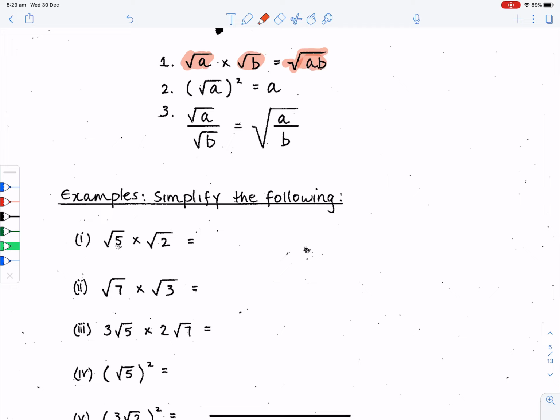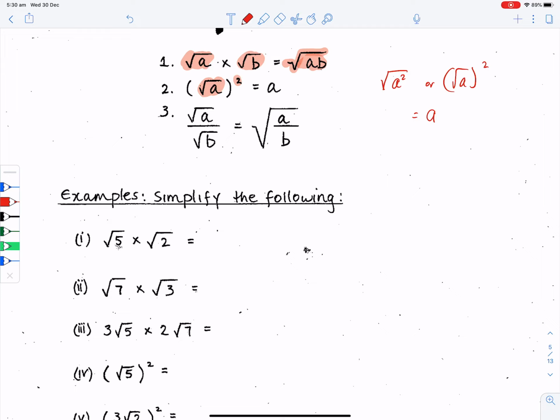Rule number 2, if you take any surd and you square it, the square root and the squared cancel each other out. So it's important to realize that if I have square root of A squared, or if I have square root A and then squared, both of these just give me an A. In both circumstances, the square root and the squared cancel.